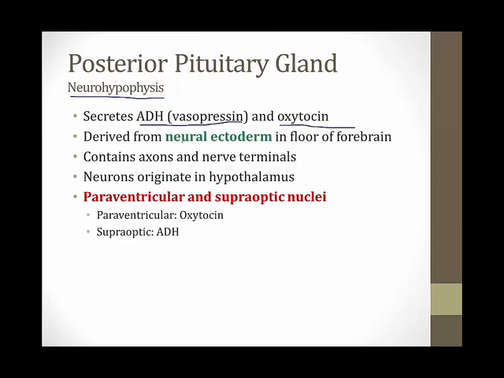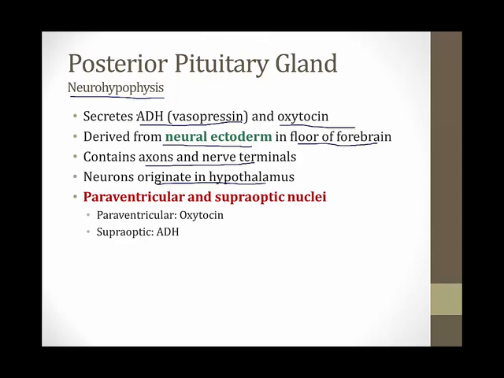The posterior pituitary is derived from neural ectoderm in the floor of the forebrain. In other words, it grows out of the brain. It contains axons and nerve terminals. The neurons originate in the hypothalamus, and they extend their axons and nerve terminals down into the posterior pituitary. You can basically think of the posterior pituitary as a giant nerve ending that releases substances into the blood.